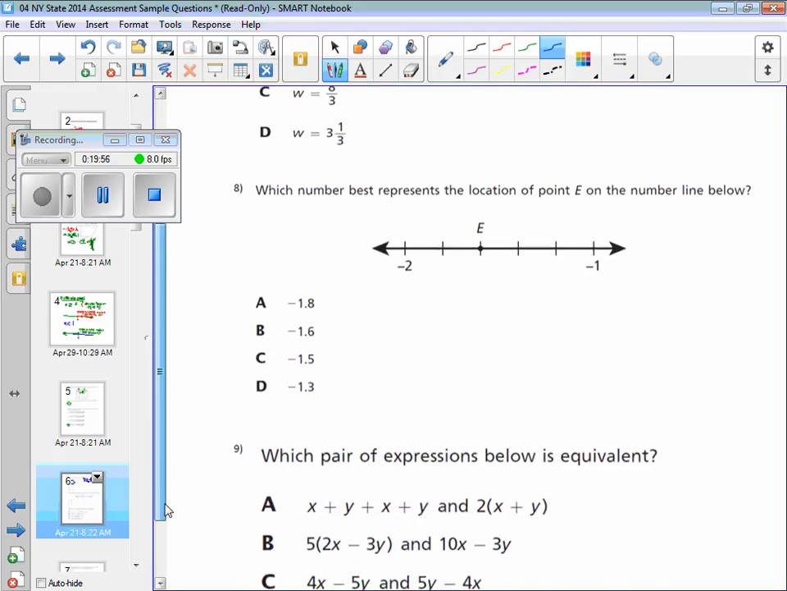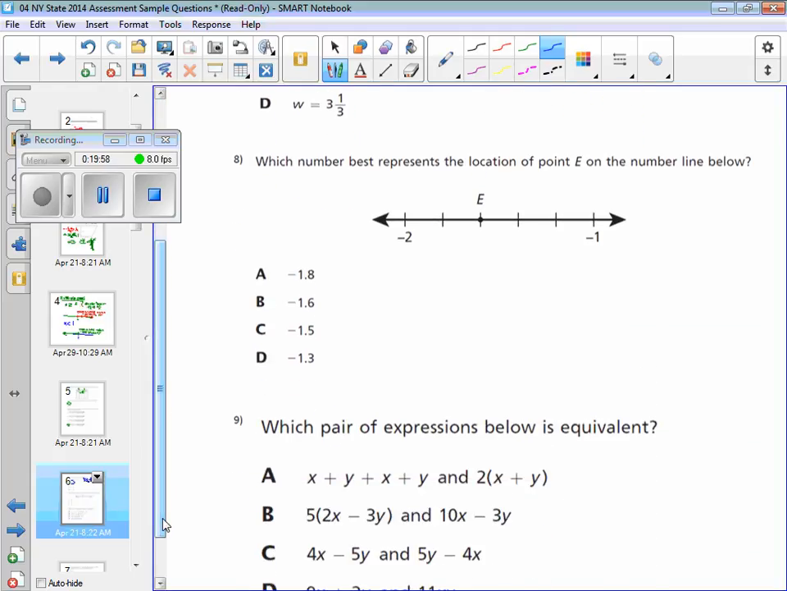Number 8, very similar to what we did in Module 3 on the cube. We'll do a survey again. Survey said, how many have A? B, C, D. B it is. You're counting in increments of 0.2. Look. Negative 1.2, 1.4, 1.6, 1.8, and 2. So at E, it is negative 1.6.